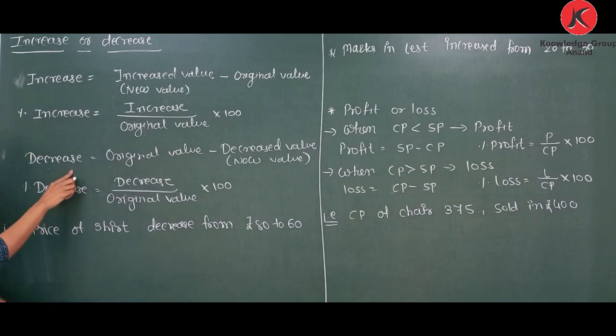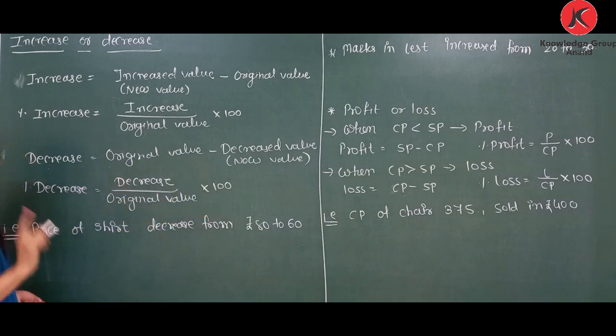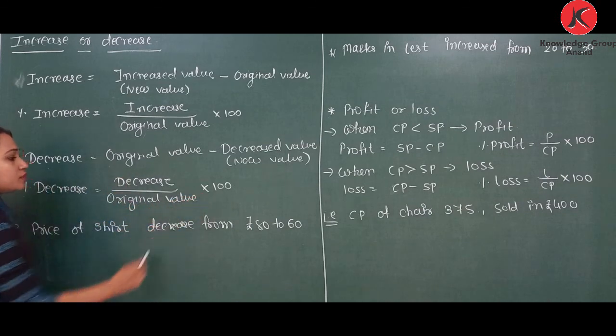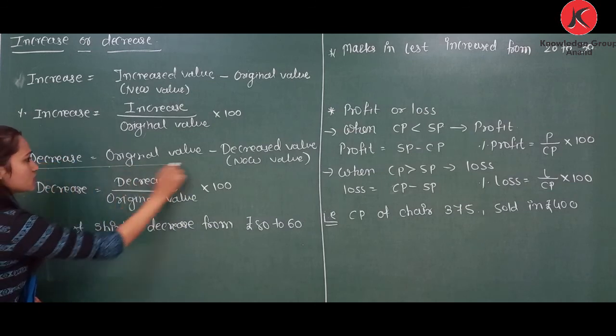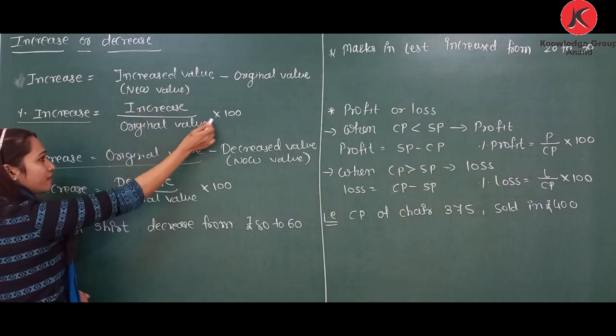So that is also the equation for a decrease. Now percentage decrease is decrease divided by original value multiplied by 100. If you want to find the percentage, then you need to write percentage decrease: decrease divided by original value multiplied by 100. Now what is the decrease? It is original value minus decreased value. And if you want to find the increase percentage, then find the increase divided by the original value multiplied by 100.